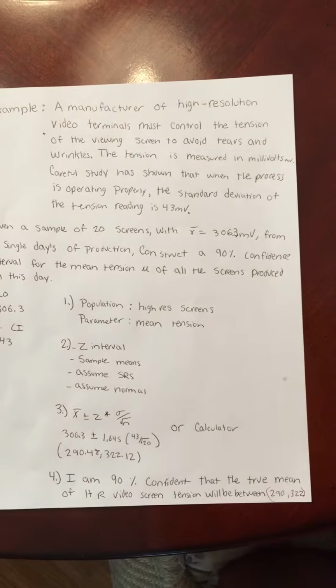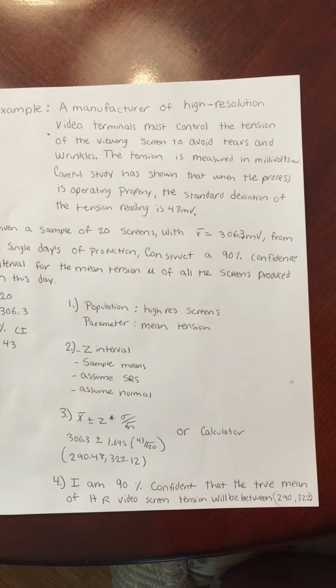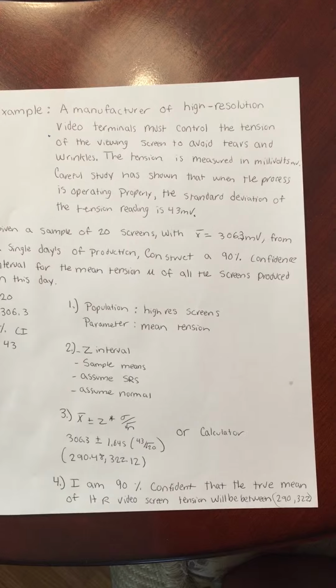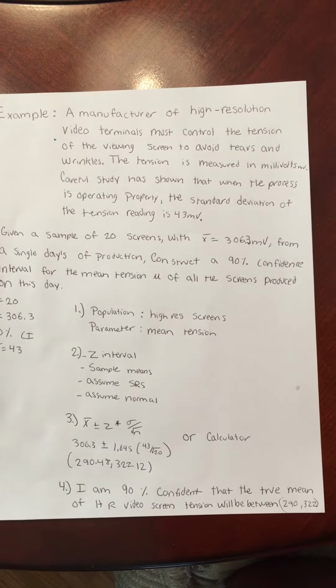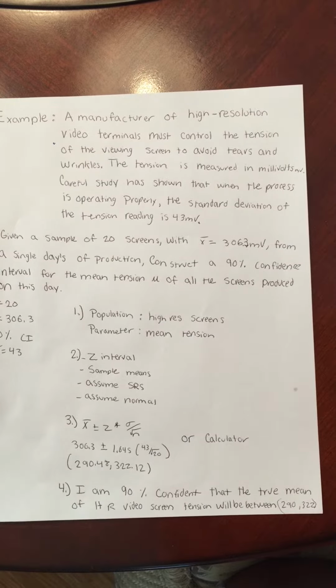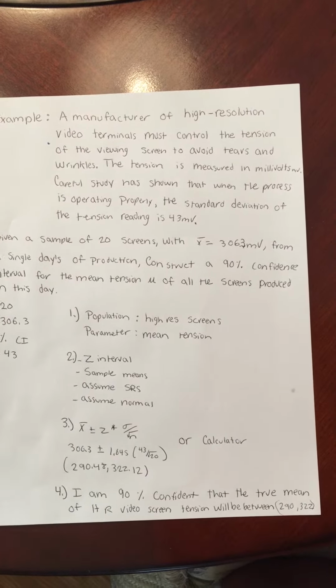The last step is to interpret in the context of the problem. So you say, I am 90% confident that the true mean tension of the high-resolution video screens is between 290.48 and 322.12. And that's it.